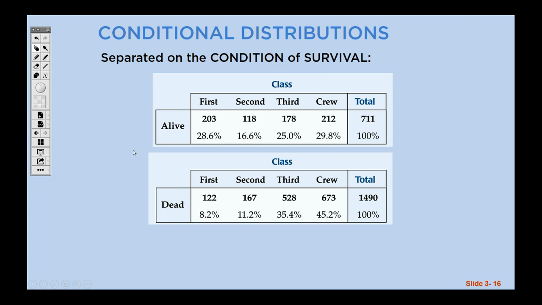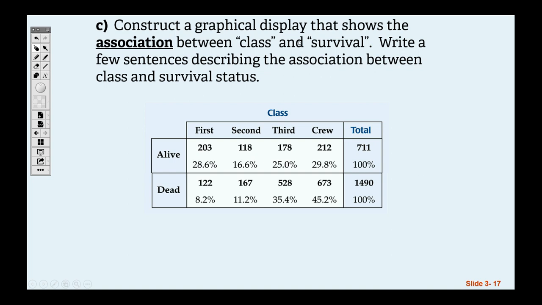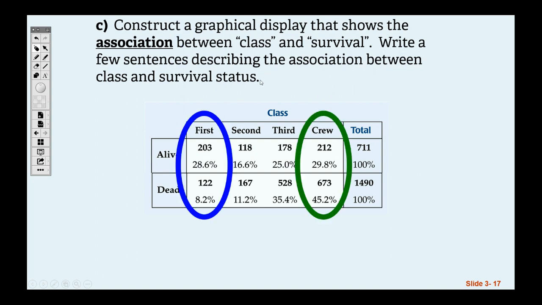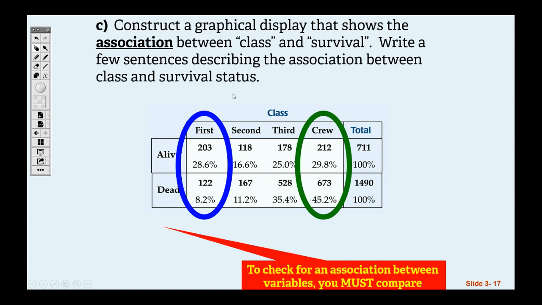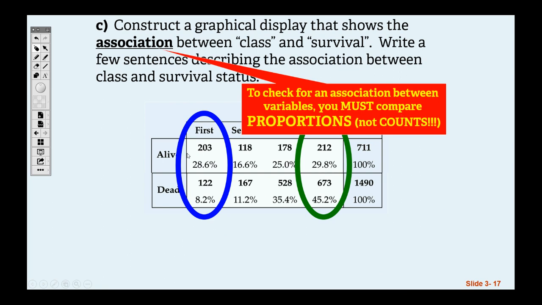Because this is bivariate, two variables, and categorical, one of the most common kinds of graphs we're going to make is something I'll get to in a second. We always want to compare proportions, not counts, because the sample sizes are much different. 711 is way different than 1490. So when we are comparing, we want to compare apples to apples.